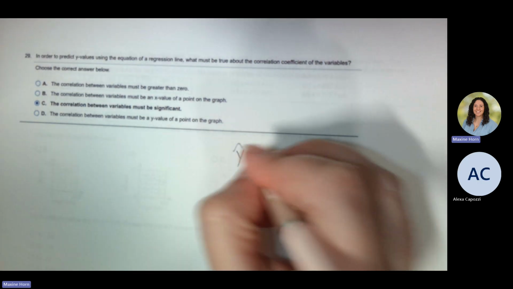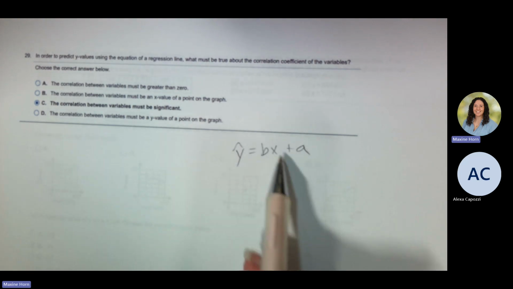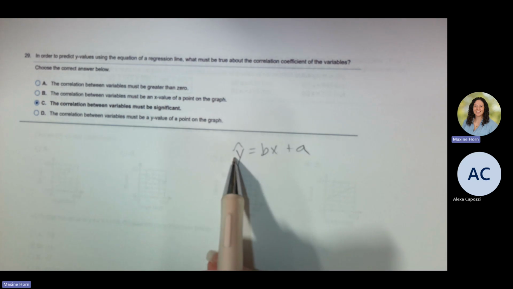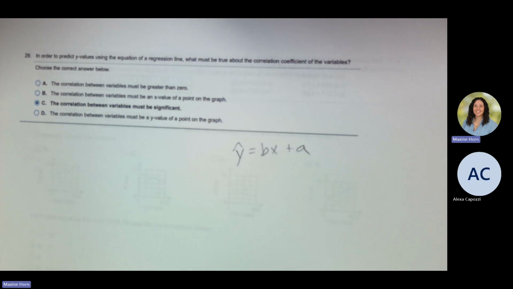In order to predict y values using the equation of regression line, what must be true about the correlation coefficient of the variables? It has to be significant, okay? So if there isn't a significant correlation, then we're not allowed to use that equation, right? When I say the equation, I mean the y hat equals bx plus a. We can't try to plug values in for x to predict y if the correlation coefficient says that there is not a significant correlation, okay?